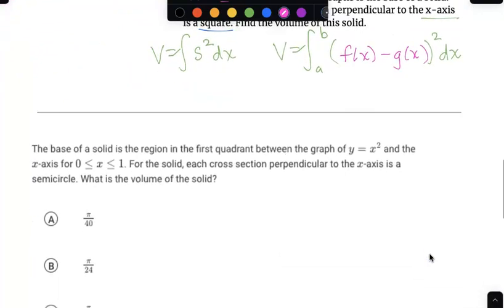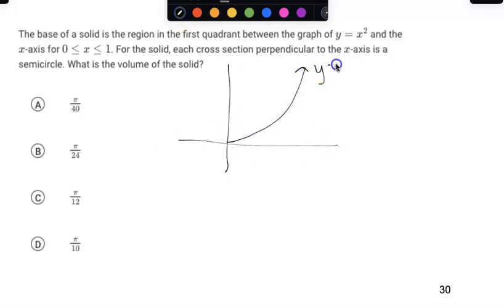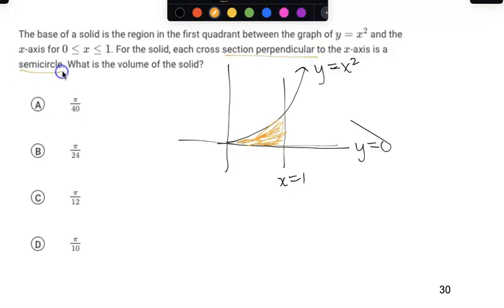All right, last one is for you to try for yourself. It says the base of a solid is the region in the first quadrant bounded by the graph of y equals x squared and the x-axis. So we've got y equals x squared in the first quadrant and the x-axis. So this is the line y equals 0 between 0 and 1 for x. So this is the line x equals 1. Here is my region. And I would like to find the volume of each cross-section that is a semicircle.